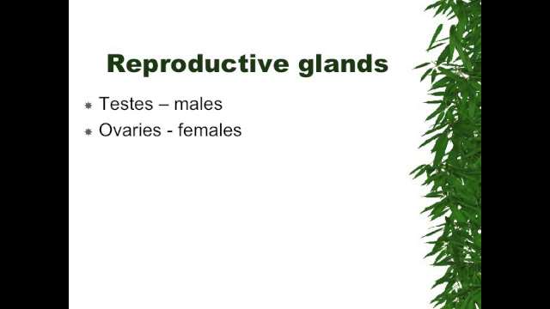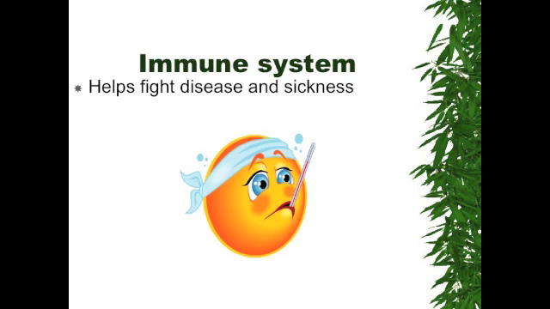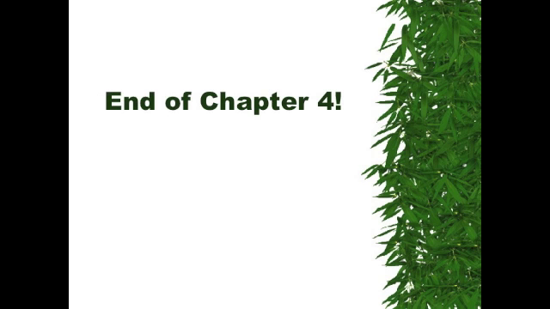Reproductive glands. Males' reproductive glands are testes. Females are ovaries. The immune system. It helps fight disease and sickness. T cells attack foreign invaders and rid them from the body. This is the end of Chapter 4, Body Systems Review.